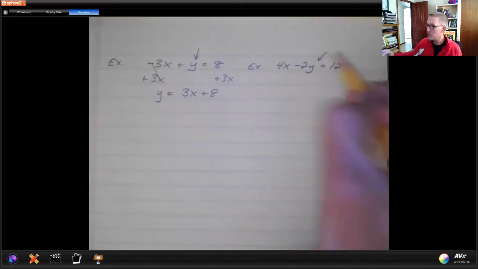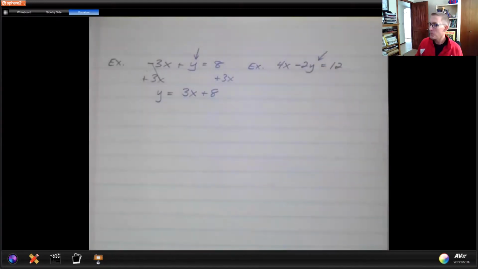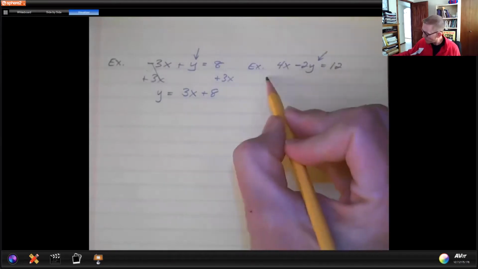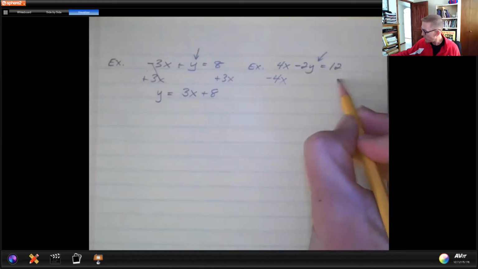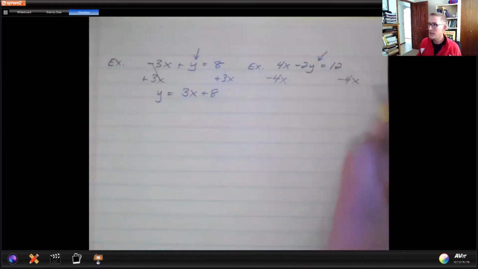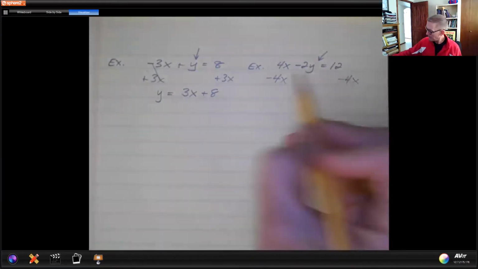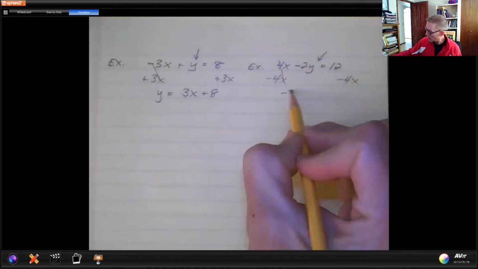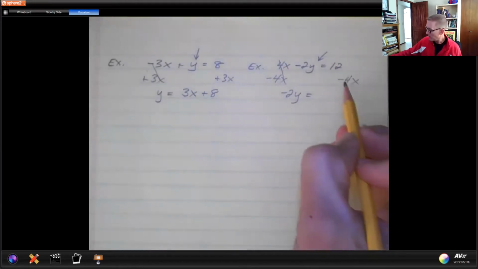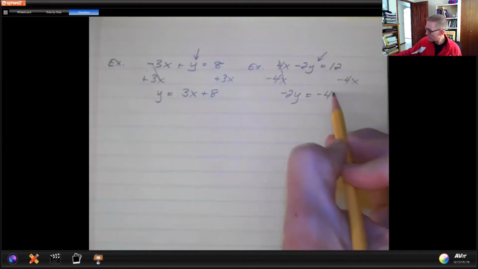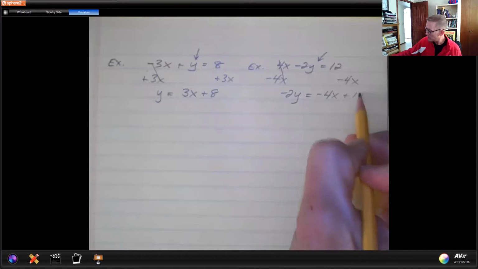This is going to require us to do both steps. I am going to start off by moving the 4x to the other side. So I'm going to do the opposite of positive 4x, which is minus 4x. Again, I'm going to line it up off to the side there a little bit. Minus 2y is coming straight down. Equals is coming straight down. I'm going to go ahead and put the minus 4x in front and the plus 12 after.